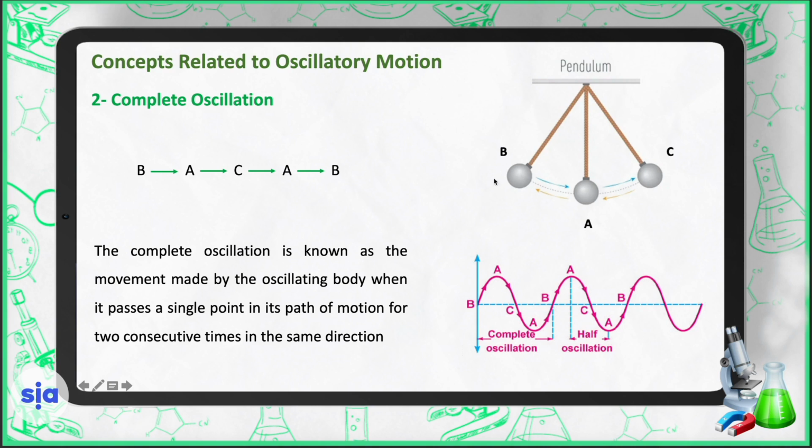So let's count together. B, A, C, and then from C till A till B. Did you notice that I pronounced the alphabet 2 times from B to A to C, and then again from C to A to B? I said every letter 2 times. This is the complete oscillation of an oscillatory body.